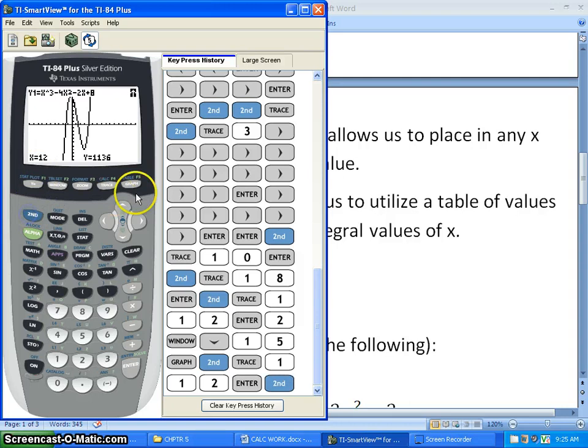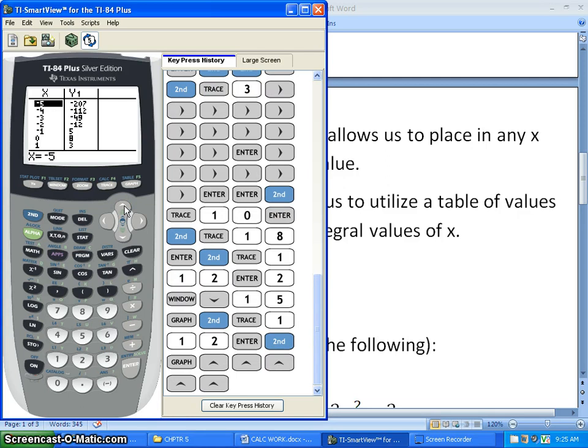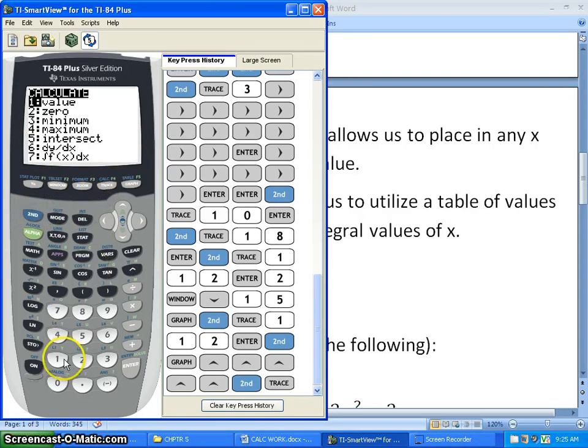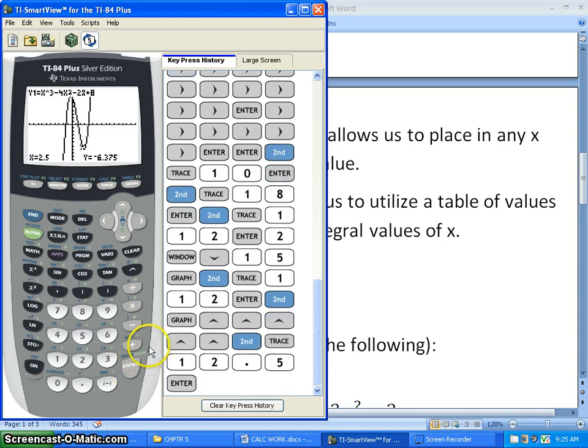If I come in here and do second table, this allows me to find any value. If I was looking for the value when x is negative 5, I have negative 207. If I was looking for when x is 0, I have the value of 8. And the last thing I'm going to comment on is second calculate value is often best used when you have decimals. For example, 2.5, because the table is not always accommodating those. And when I do 2.5, I get negative 6.375.